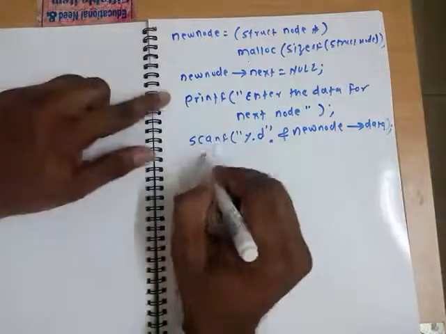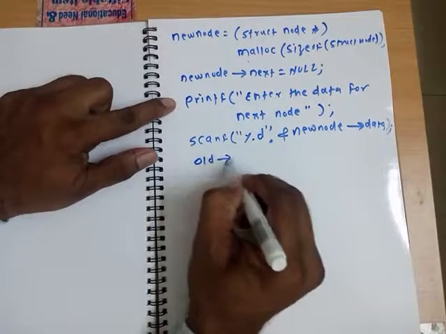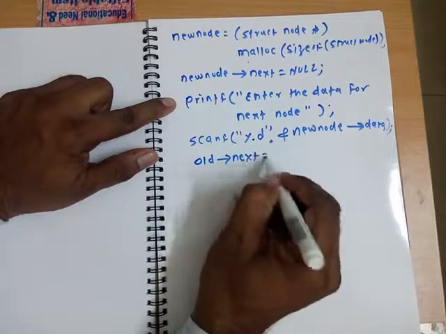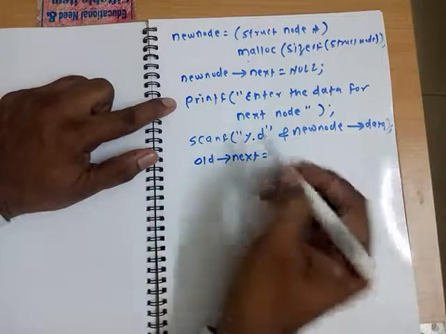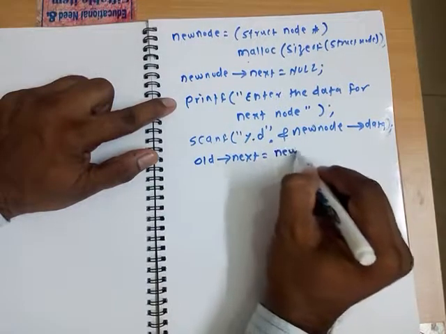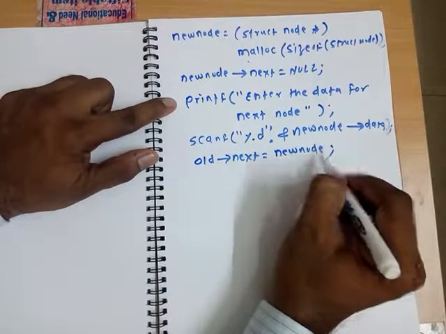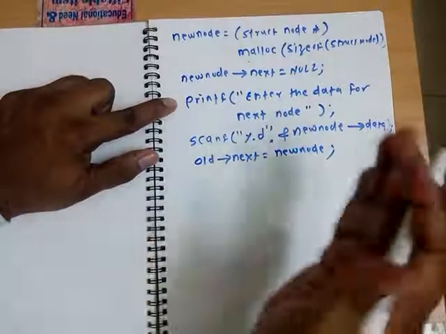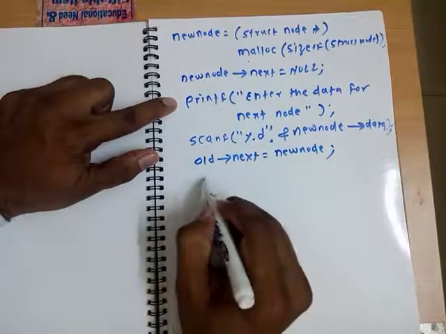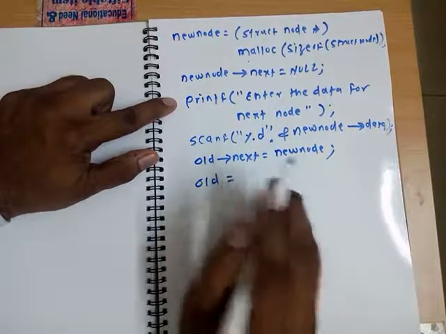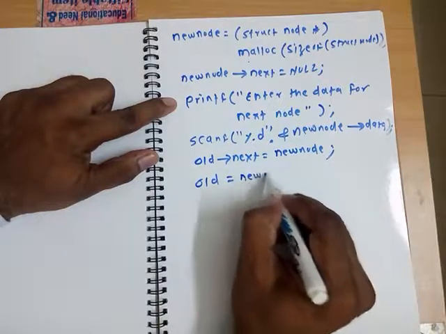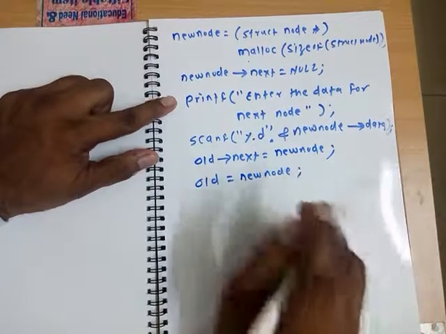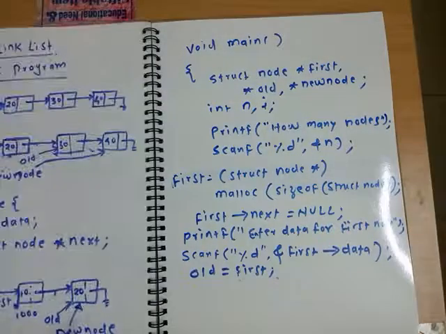So we'd say old arrow next: the next pointer of the node being pointed by old will now point to the new node, and this will create the link between the old node and the new node. Then we'll move this old pointer to the next location, and the next location is the new node. Now with these two statements we have this.